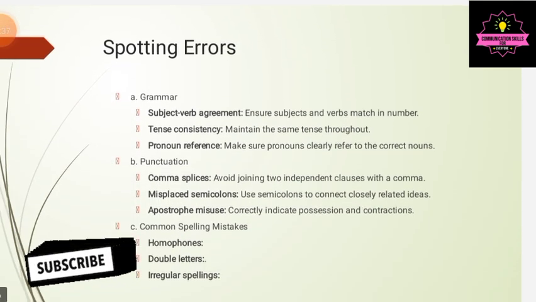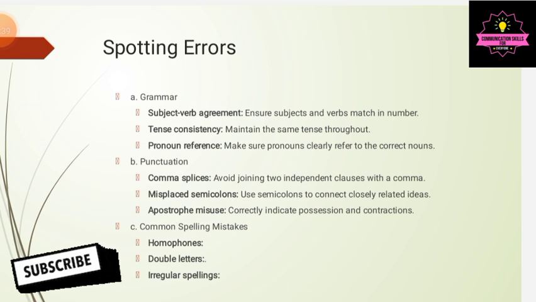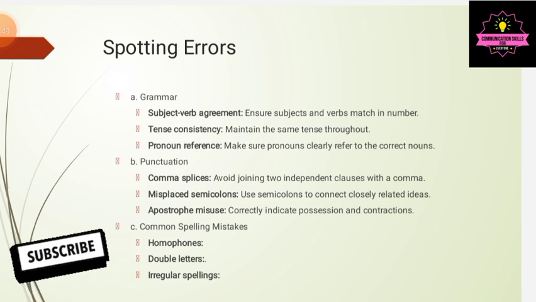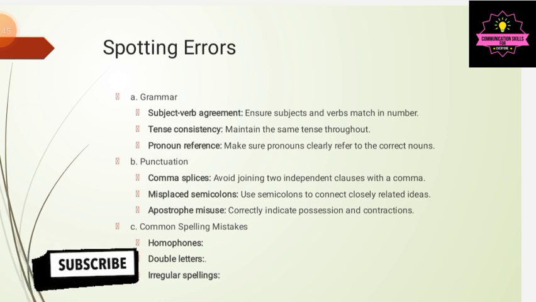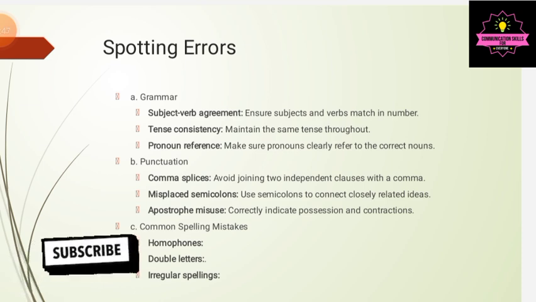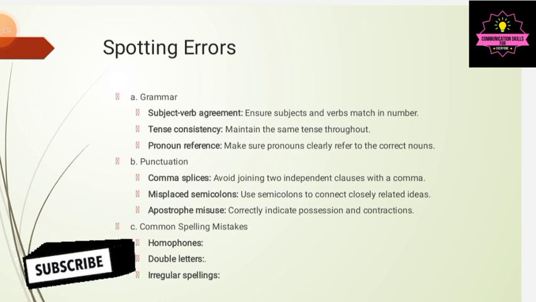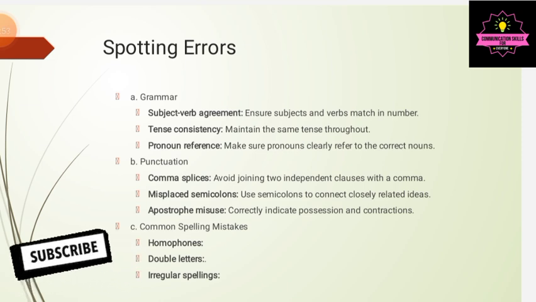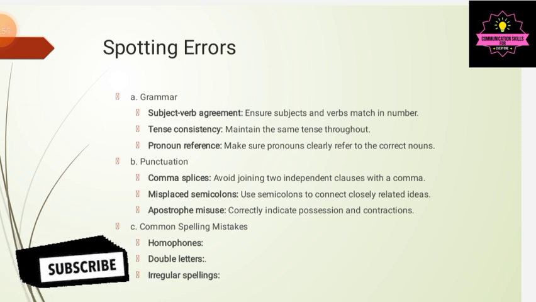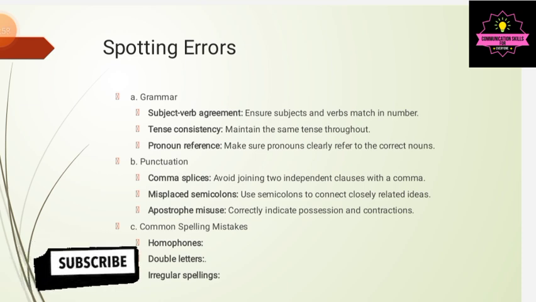And the next one, spotting errors. Errors in writing can undermine its effectiveness. Spotting and correcting these errors is essential for producing polished writing. So under this, first one, grammar. Here you may find certain common errors like subject-verb agreement. So ensure subjects and verbs match in number.